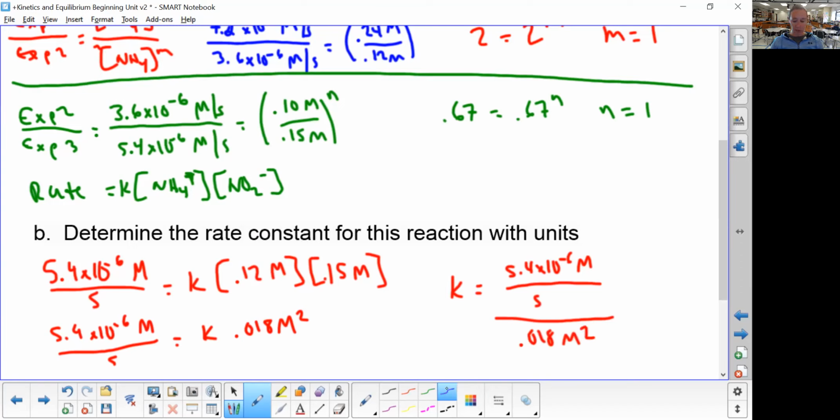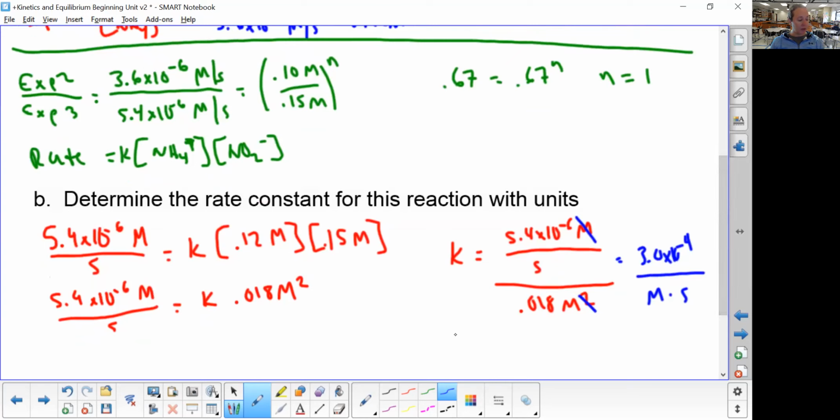So you can also do it this way. And numerically, you're going to get 3.0 times 10 to the negative 4th. And then unit-wise, the molarity will cancel, the square will cancel. So you have molarity in the denominator per second, that's K. Or if you write the expanded version, which you'll see more commonly, you're going to have 3.0 times 10 to the negative 4th liters per mole per second. That's the rate constant for this one. So just another example there.